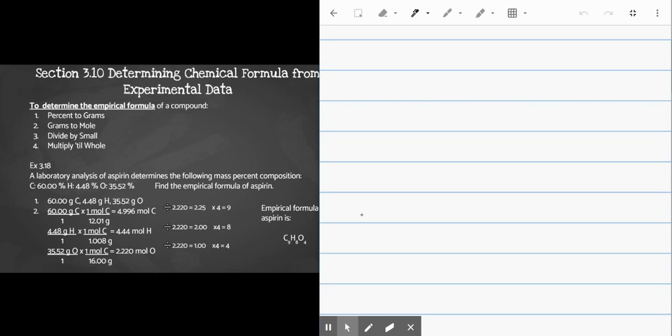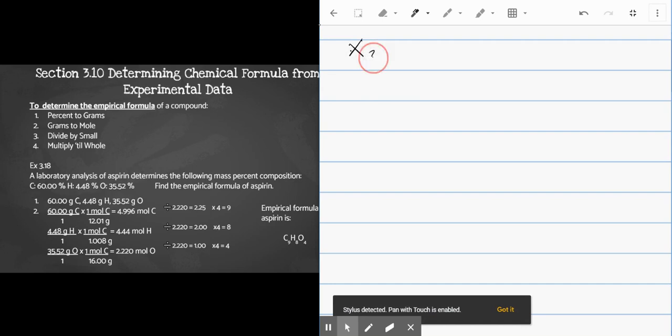All right, so in order to determine the empirical formula of a compound, we have some mystery compound. So we don't know what elements are in there. We don't know how many. Usually it's binary, meaning there's two different elements, but it doesn't have to be. So what we're trying to do is figure all of this out from the data that's going to be given. They're going to give you either percent or grams.